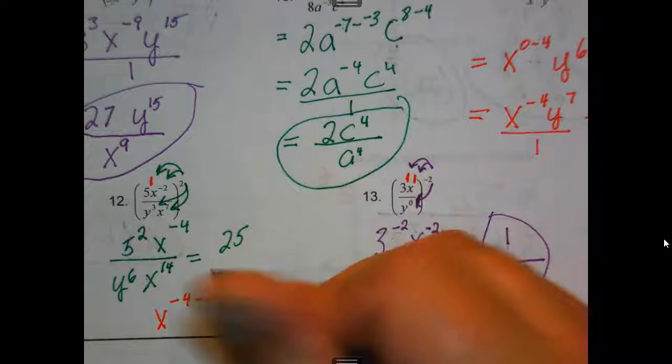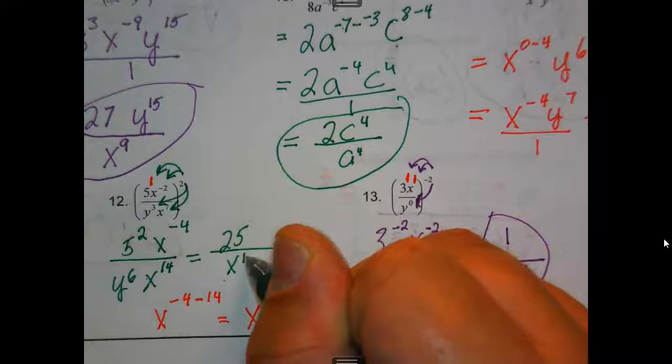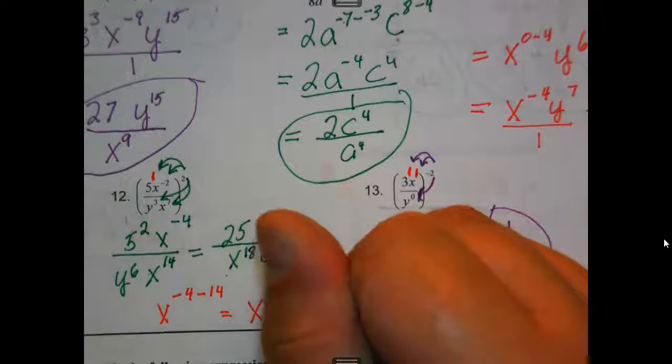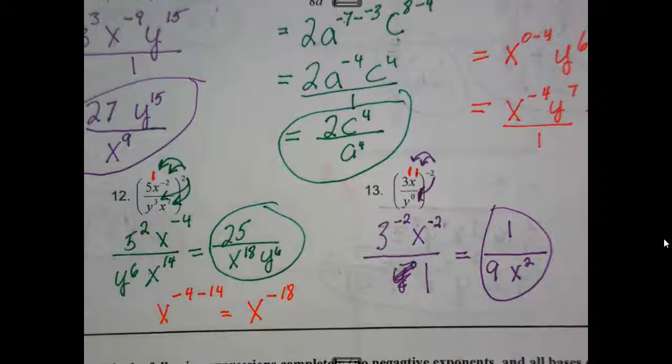Where's it going to go? That's right, the bottom. I'm going to change it to positive. And y to the 6 doesn't change at all. It stays where it's at. There's my answer.